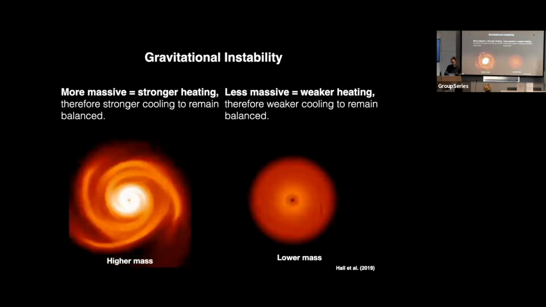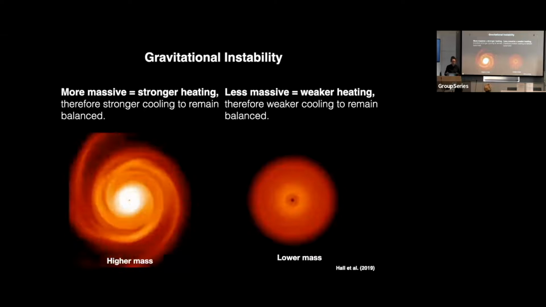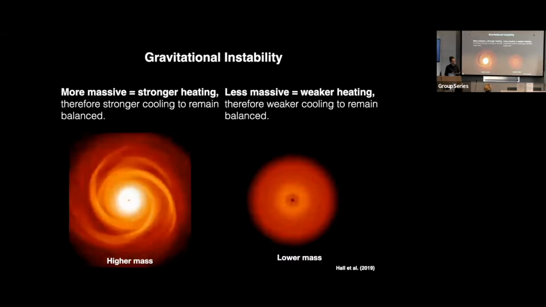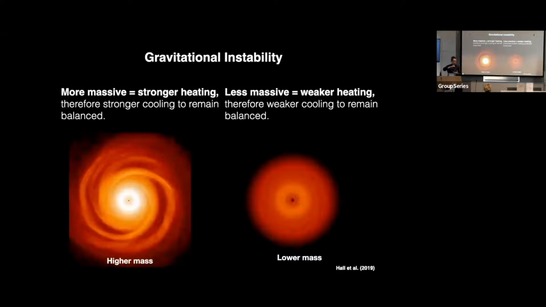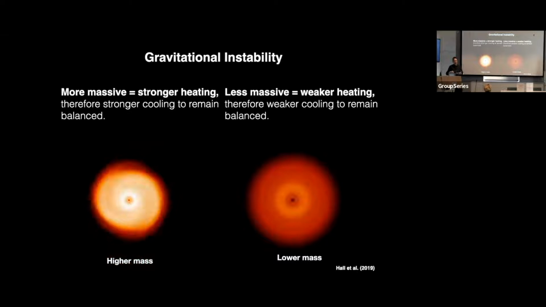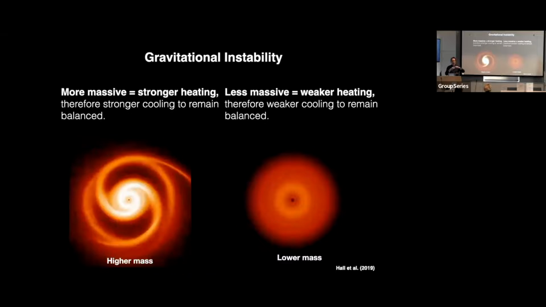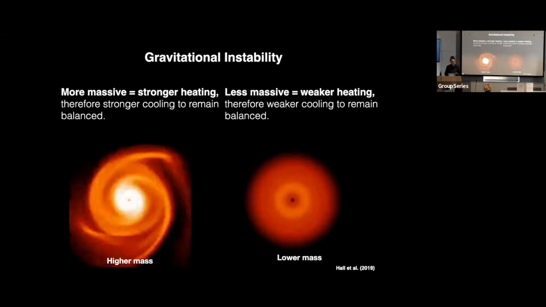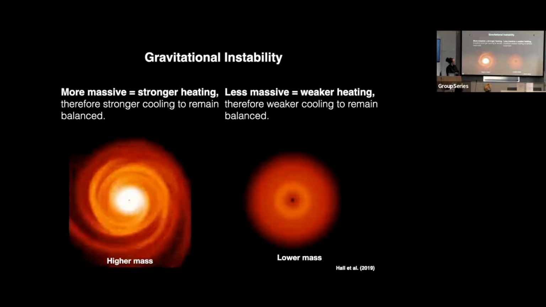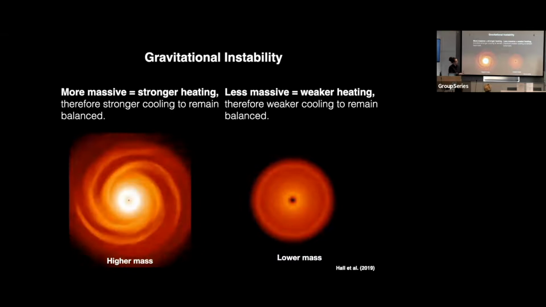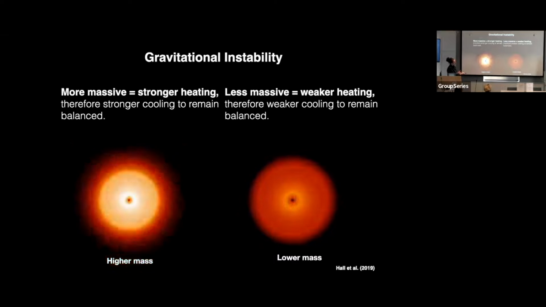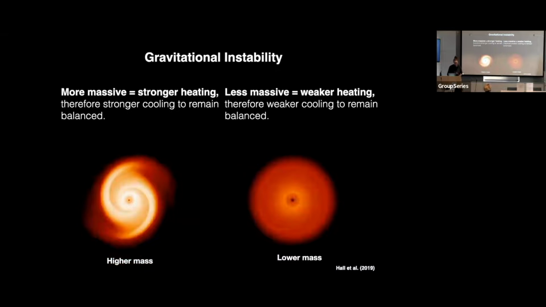In the case that the disk is more massive, you'll get this stronger heating. If that's the case, stronger cooling is required to remain balanced. And you start to see these really dramatic spirals, a big contrast between the spiral arm and the interarm region. On the other hand, if you have something that's less massive, you get weaker heating, and therefore weaker cooling is required in order for it to become balanced. Look, not very dramatic at all. These are quite weak spirals.